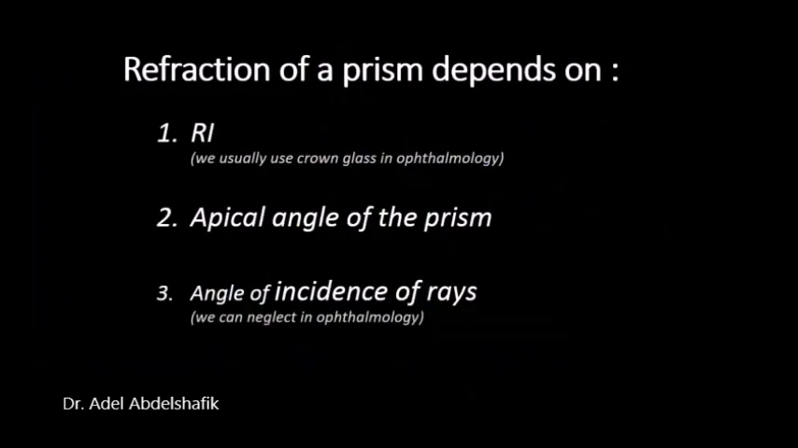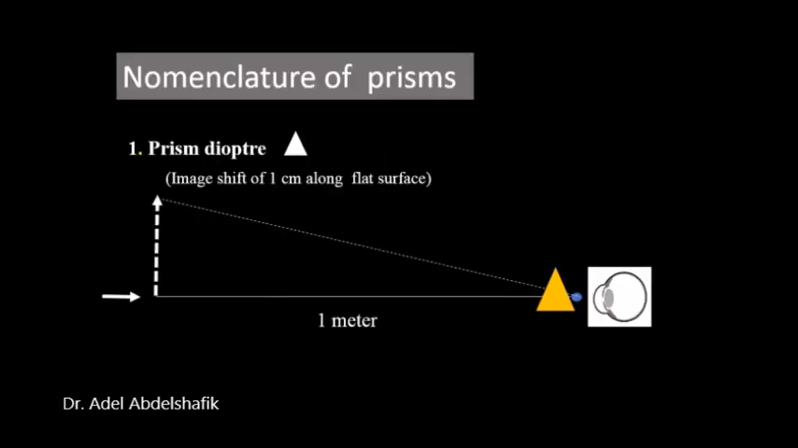The refraction of a prism depends on, first, the refractive index. In ophthalmology, prisms are made of crown glass. Second, the apical angle of the prism. Third, the angle of incidence of rays. We can neglect this factor in ophthalmology. There are 4 methods used for the nomenclature of a prism.